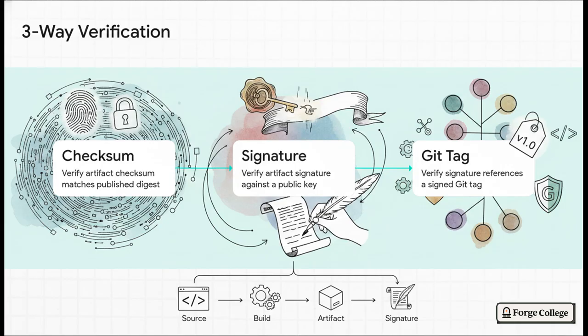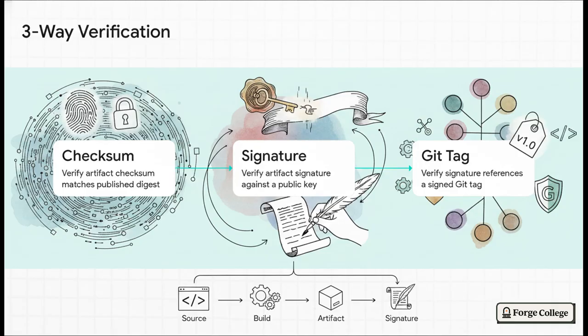Step 1, verify the artifact checksum. Does the fingerprint match? Step 2, verify the artifact signature. Is the wax seal authentic, and is it from the right public key? And Step 3, verify the signed Git tag. Does this signature point directly back to the exact source code commit that the team reviewed?